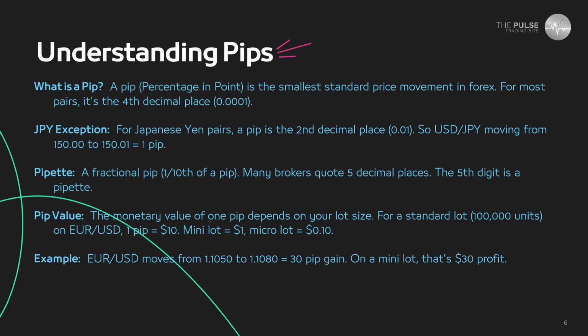PIP value, actually the monetary value of 1 PIP depends on your lot size. For a standard lot, 100,000 units on EUR/USD, 1 PIP is equal to $10, mini lot $1, and micro lot $0.1. If we take an example of EUR/USD, a move from 1.1050 to 1.1080 is equal to a 30 pip gain. On a mini lot, that's a $30 profit.